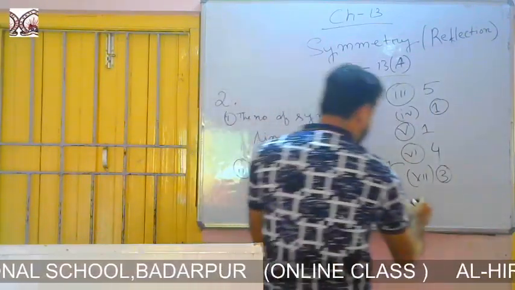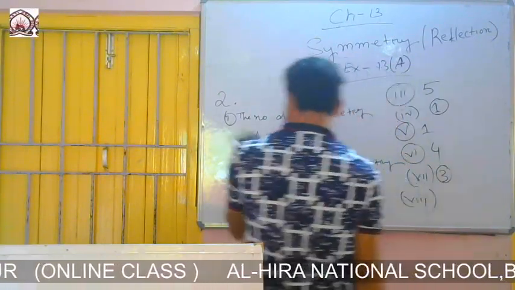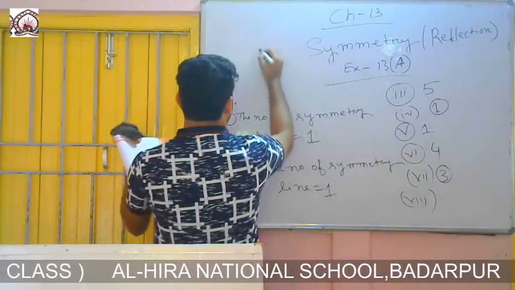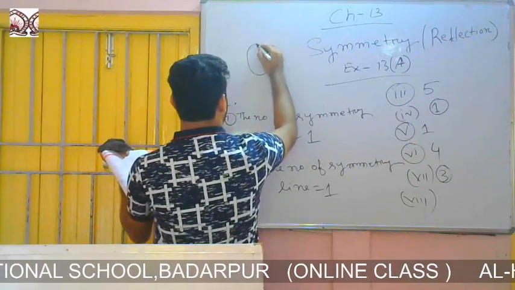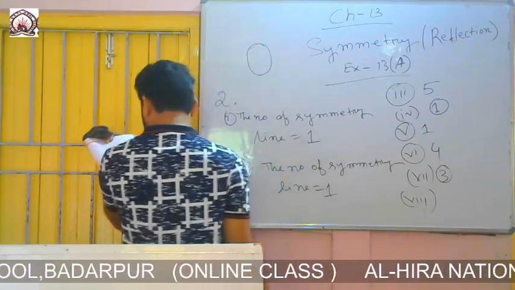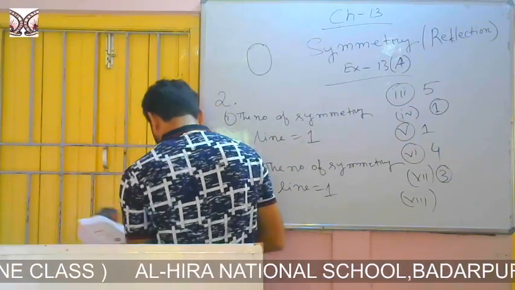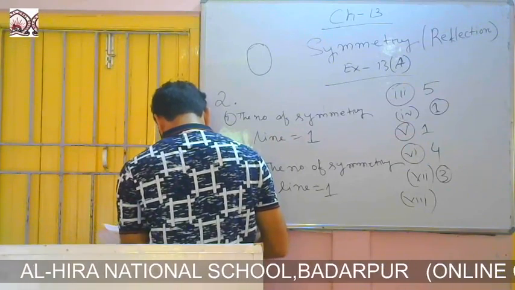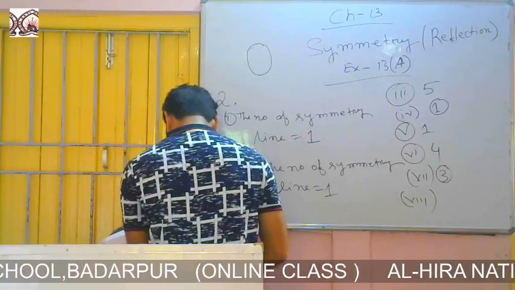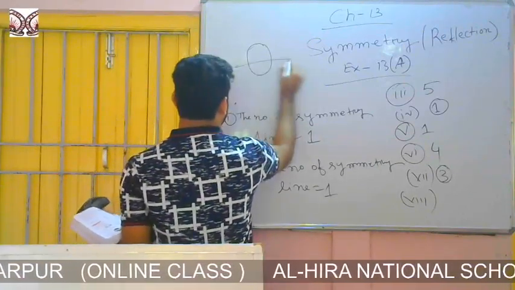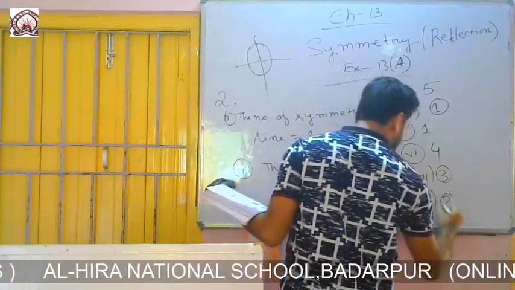Now come to 8. For 8 you see, just assume that this is a shape like O, isn't it? So we can do only 2, like this. Okay, so it will become only 2.